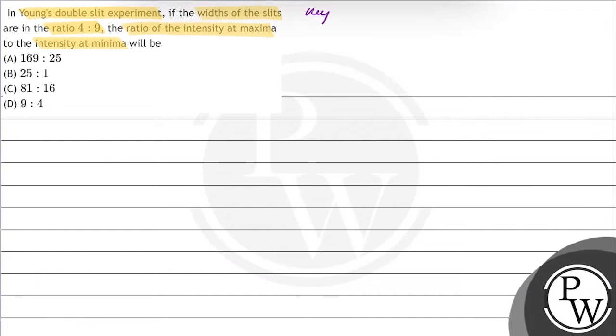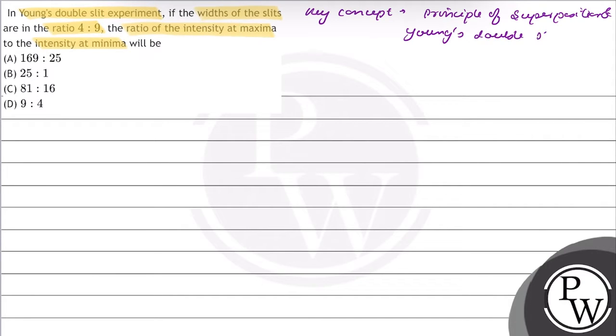In this question, the key concept is principle of superposition and Young's double slit experiment. Principle of superposition कहता है कि if number of waves reach at a point, then the resultant displacement of the point is the vector sum of individual waves.